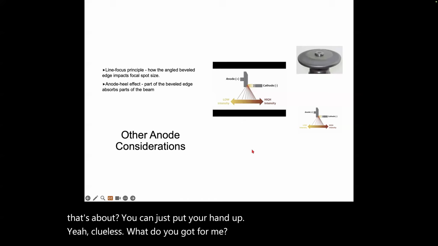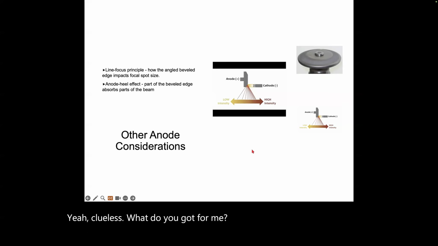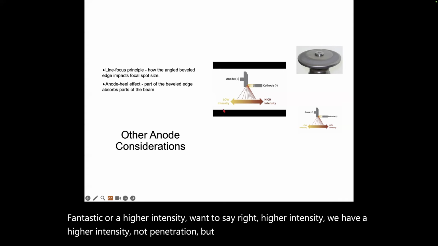It's how part of the anode absorbs some of the X-rays. So between the cathode and the anode, the beam intensity is different. It's more penetrable on the cathode side than the anode side. Fantastic. Or higher intensity, we want to say, right? Higher intensity, not penetration. But yes, nicely done. Phoebe, you got a question or a comment?